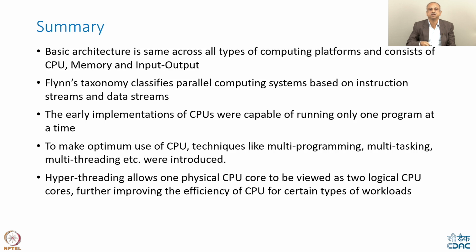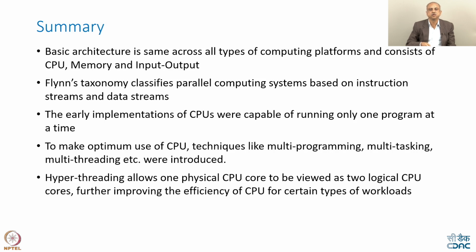So, before we end up, the summary is that the basic architecture that we saw in the first slide is common for all computing platforms, because essentially it consists of CPU, memory and IO. Then when you have multiple processors, Flynn's taxonomy tells us how single or multiple instructions on single or multiple data streams build up 4 types of architecture. The earliest implementations of CPU like the 8086 were capable of running only one program at a time, and as a result it could not make optimum use of the CPU time.